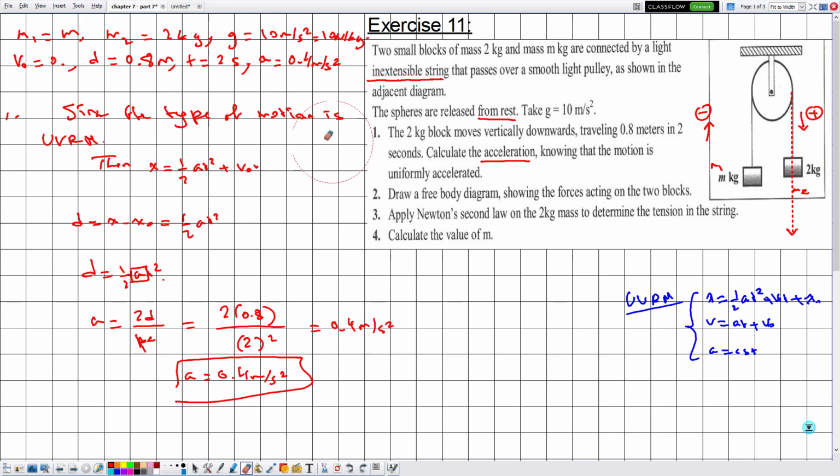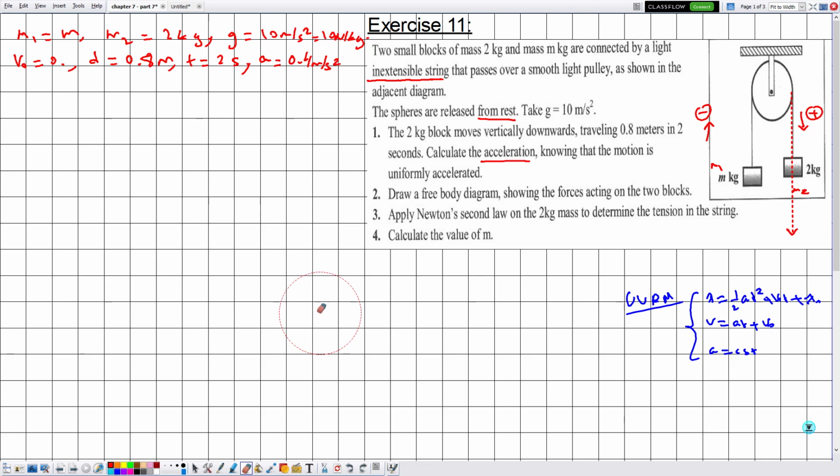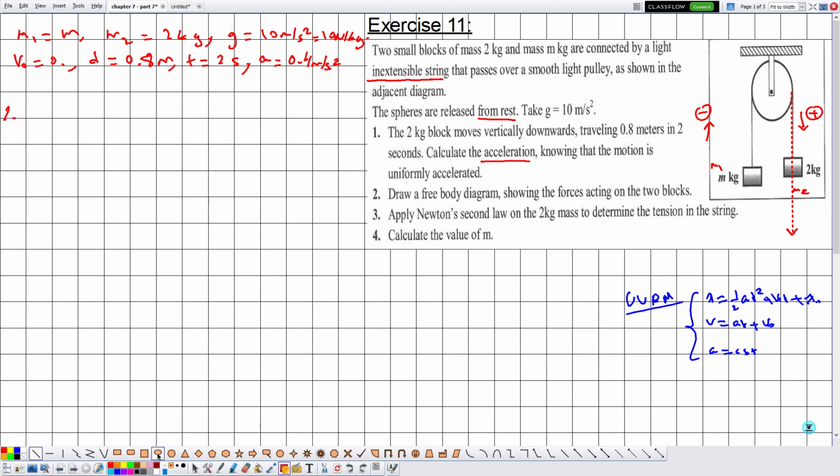Now in number 2, they are telling me to draw a free body diagram showing the forces acting on the two blocks. So let me say that this is the pulley.